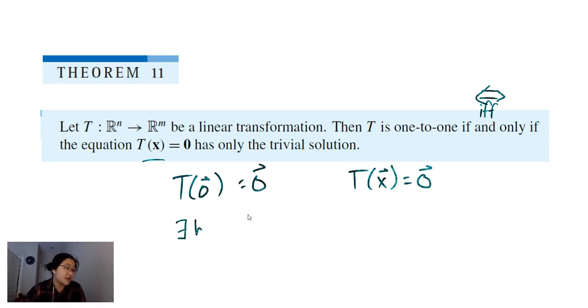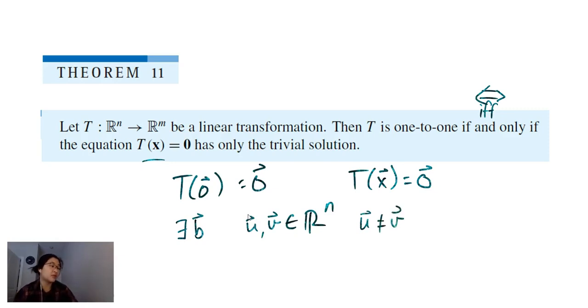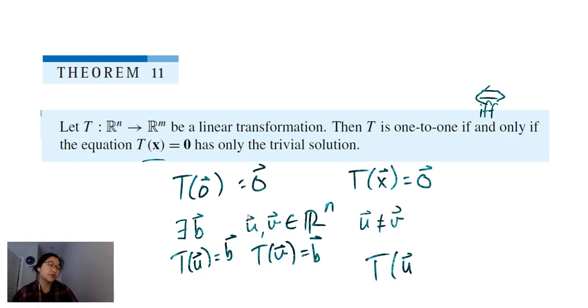Otherwise, there's going to be a b in the image of at least two of our vectors, u and v in Rn, with u not equal to v, with T of u equaling b, and T of v equaling b. So if you take the difference of those, oops, it's v, then you're getting T of u minus T of v, right?